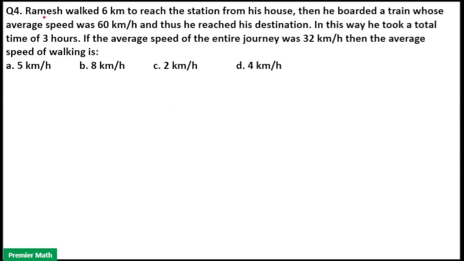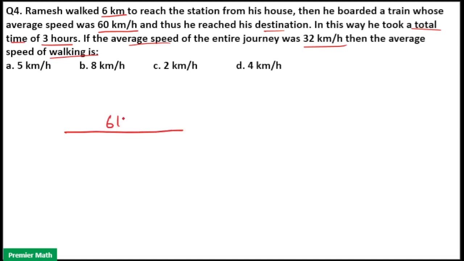Next is question number 4. Ramesh walked 6 km to reach the station from his house. Then he boarded a train whose average speed was 60 km per hour and thus he reached his destination. In this way, he took a total time of 3 hours. If the average speed of the entire journey was 32 km per hour, then the average speed of walking is.